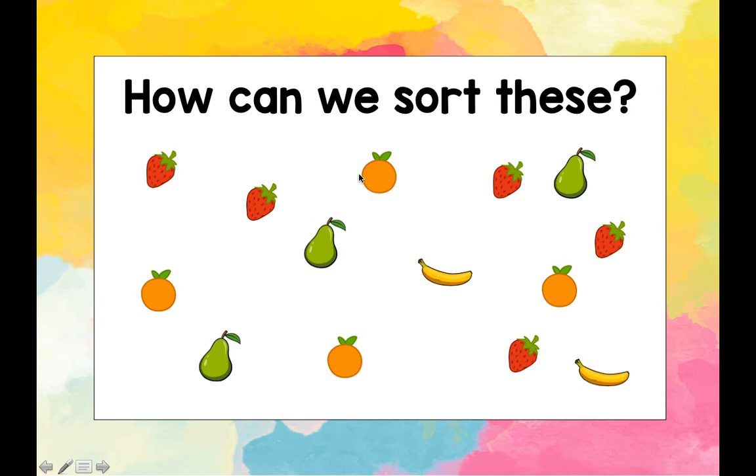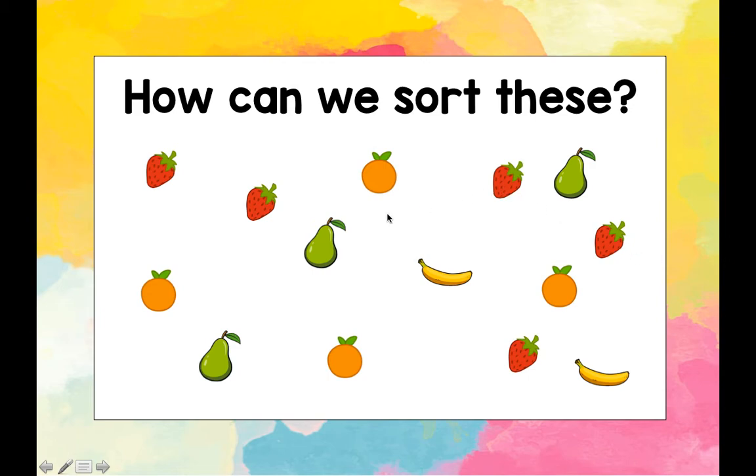All right, how can we sort these? What are these? Fruits, right? What kind of fruit do you see? See strawberries, oranges. Do you know what kind of fruit this is? It's a pear. And what kind of fruit is this? A banana, right? Can we sort these by color?